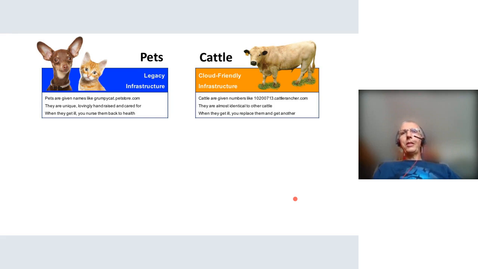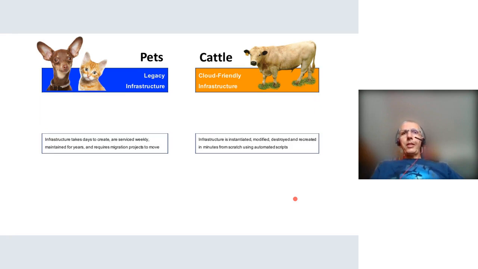For Kubernetes and cloud native infrastructure, you don't care about a single node, because it's like cattle. Cattle are given numbers, not names, and they are almost identical to all the other cattle. And when they get ill, you replace them and get another. You basically shoot them and just buy a new cow. And that's similar in Kubernetes infrastructure, Kubernetes clusters. If a cluster node doesn't behave, you shut it down. Kubernetes will take care that the services are moved to other nodes, and you just redeploy from scratch. That's the simplest and easiest way.